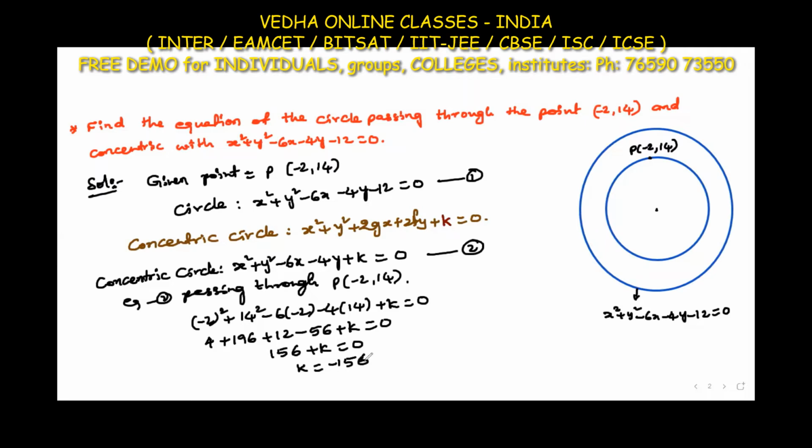So substitute this minus 156 in equation 2. Substituting k equal to minus 156 in equation 2, what do we get here? x square plus y square minus 6x minus 4y, and the k value is minus 156, equal to 0. This is the required circle equation. Understood?